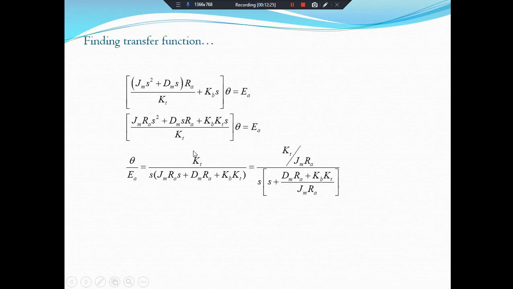So it's the relation between the output and the input, as normally we do, that for the terms with the higher order of s, we keep the term without any coefficient. So we divide by the inertia of the motor and the resistance of the armature.